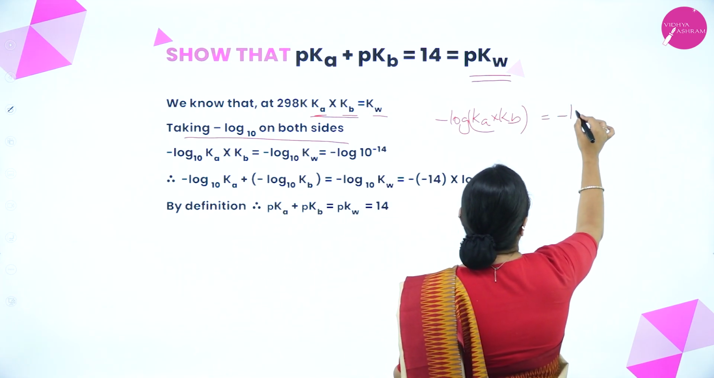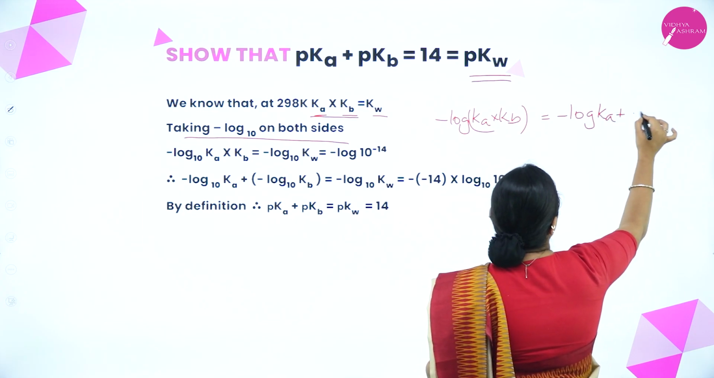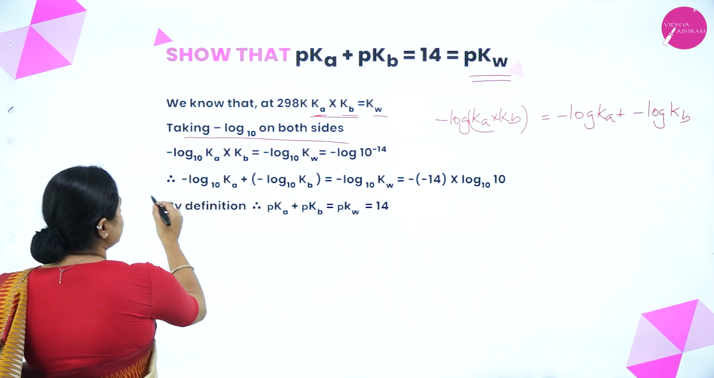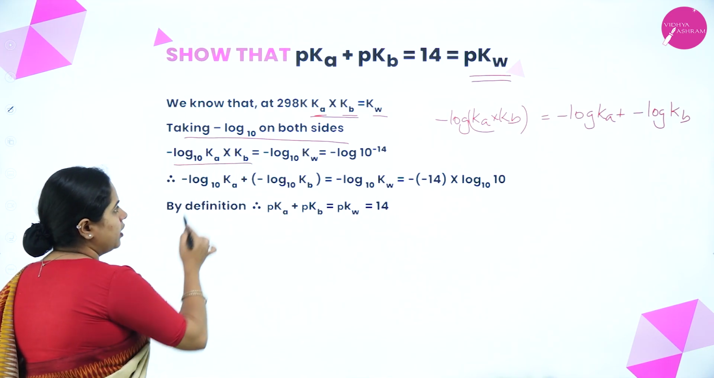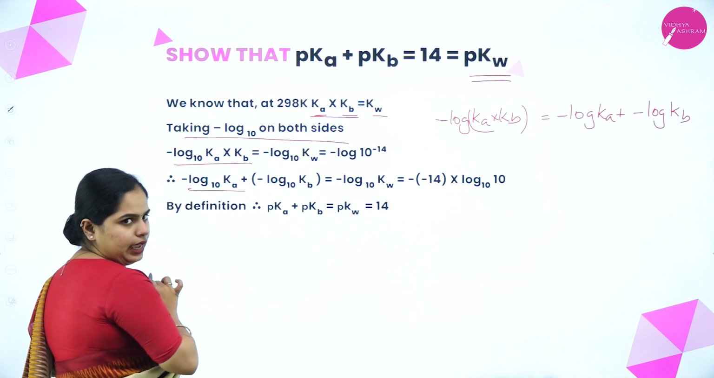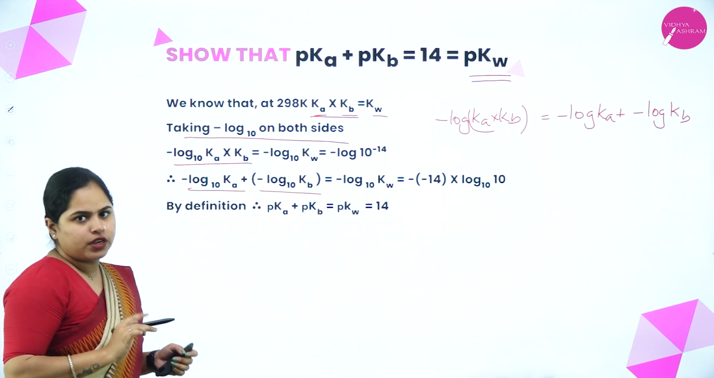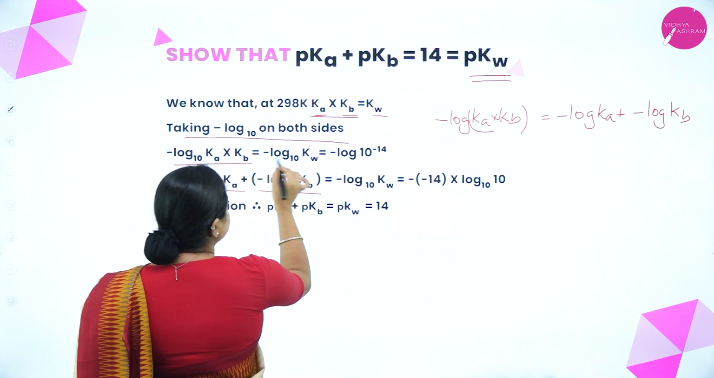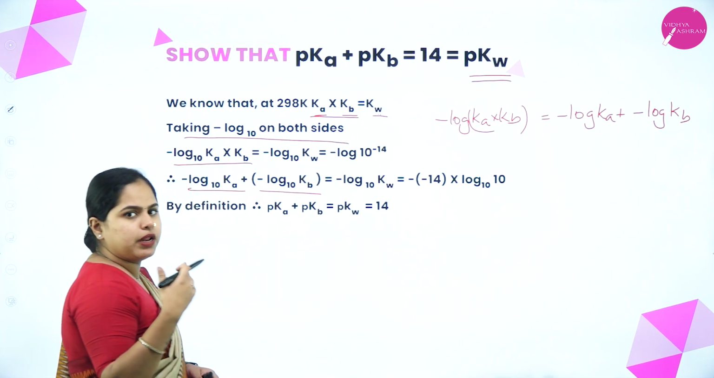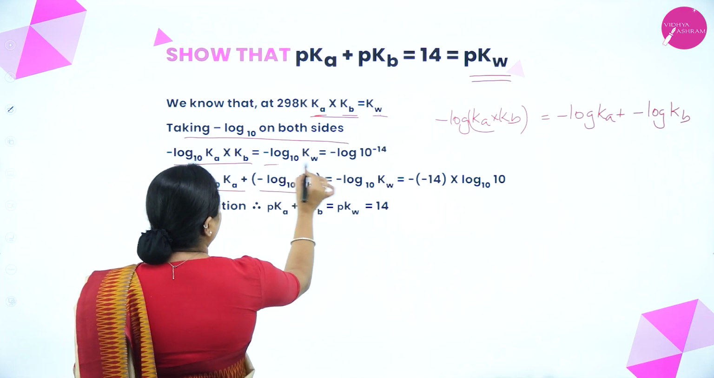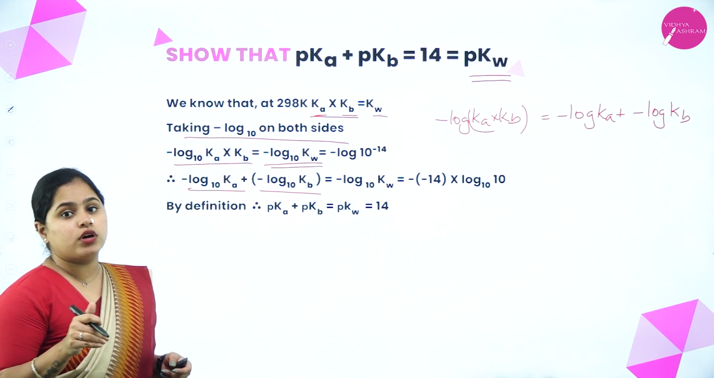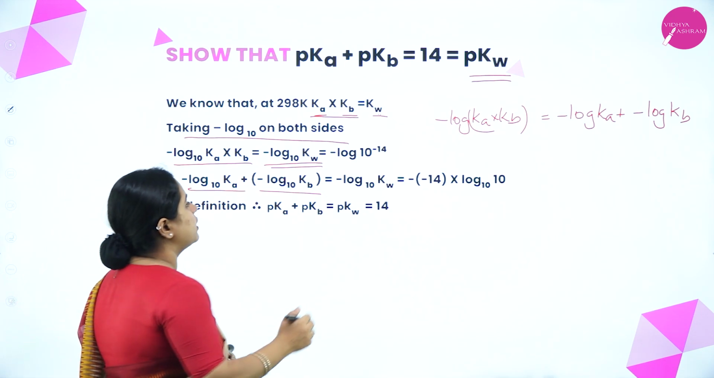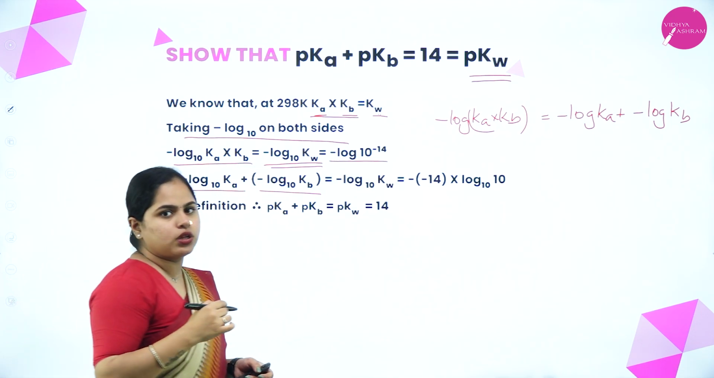So what will it be? Minus log Ka plus minus log Kb. So this is how I have to expand it, right? So that is what is written here, minus log Ka into Kb, which is further written as minus log Ka plus minus log Kb. So log AB will be log A plus log B. I hope it is clear. Now moving on to the other side of this equation, we are multiplying by minus log 10, right? So minus log of Kw. Now we already know the value of Kw at 298 Kelvin, the ionization product. It is 10 to the power minus 14, right? So we can also write it as minus log 10 to the power minus 14.